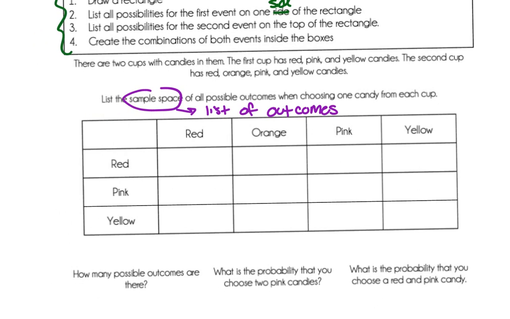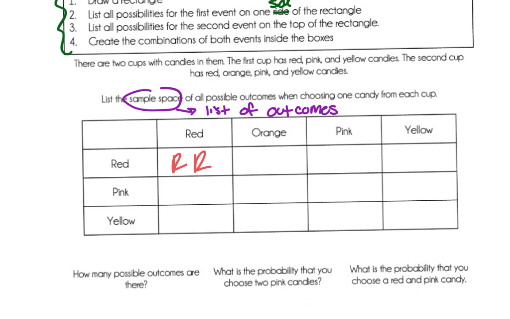From this table that I've made, the area model, you can see that on this side, the first one had red, pink, and yellow, so I listed those on the side. The second one had red, orange, pink, and yellow, so I listed those on the top. In each box where they meet, I'm going to use R for red. If I'm choosing a candy from each cup, I can pick red from the first cup, red from the second cup. And the order matters on these, okay?